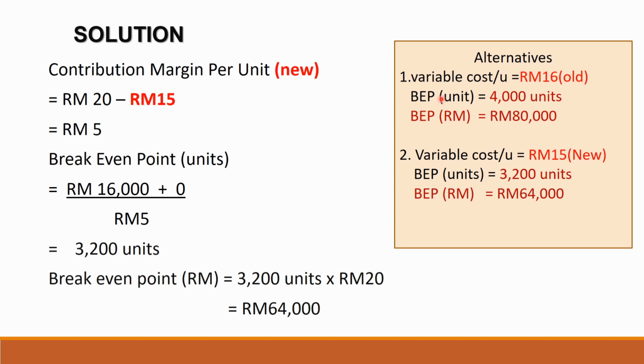So you can see the comparison. This is the break-even point for variable cost per unit of RM16. This one is the old data, and you get the break-even point of RM80,000. And for the new variable cost per unit of RM15, you get a break-even point of 3,200 units, and break-even point in RM, RM64,000. So you can compare the changes in break-even point between the old data and the new data. We find out that the break-even point is reduced to 3,200 units.